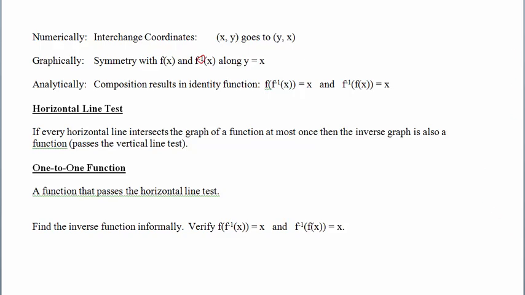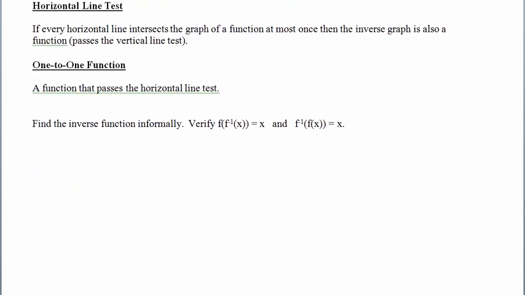All right, so some of the things that we're going to do within this topic would be this. Find the inverse function informally. Well, actually, we're going to find it formally. And then after we find the inverse function formally, we're going to verify that we do have inverses by performing these two compositions. All right, so first example.